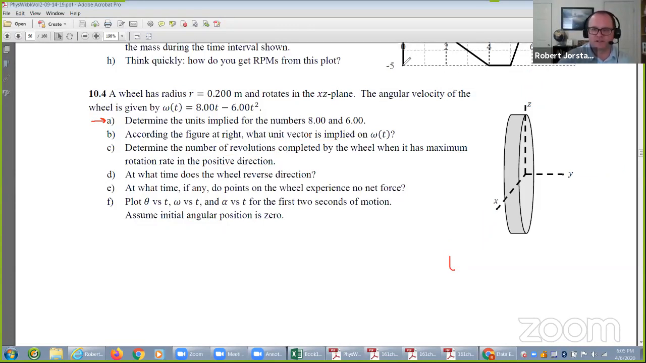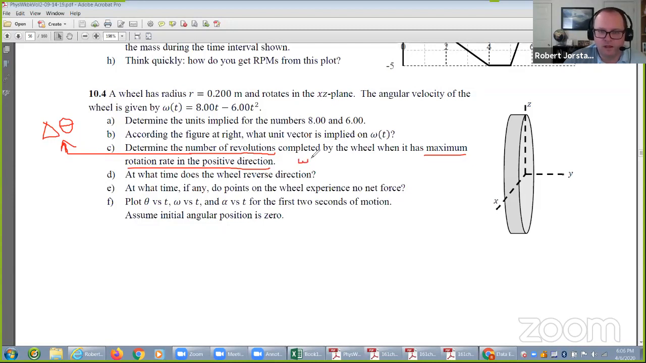So let's go through this and try and think about this. Number of revolutions. Number of revolutions is asking for, think to yourself, what are they asking for? Delta theta. Delta theta is the amount of angle displaced. That's essentially how many times around it goes. That's the number of revolutions. So you're looking for how many radians, and then you're going to convert that to revolutions. At what time? Well, we're asked when it has max rotation rate in the positive direction.